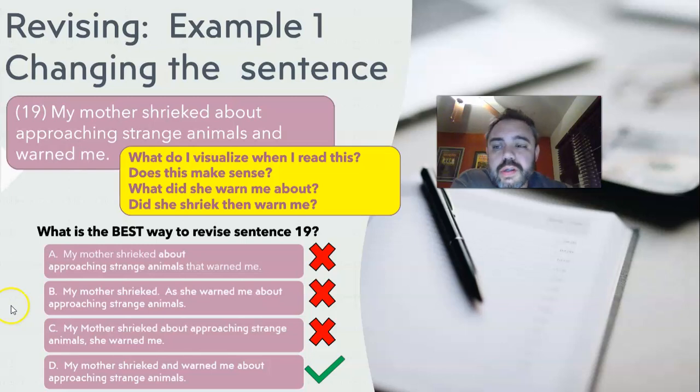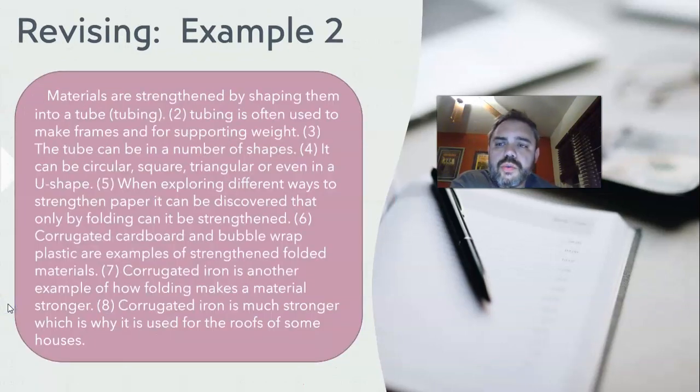All right. Let's look at a second example, and then I'll give you some practice on your own. Example number two comes from a nonfiction text. Okay? Materials are strengthened by shaping them into a tube called tubing. Tubing is often used to make frames and for supporting weight. The tube can be in a number of shapes. It can be circular, square, triangular, or even a U shape. When exploring different ways to strengthen paper, it can be discovered that only by folding can it be strengthened.